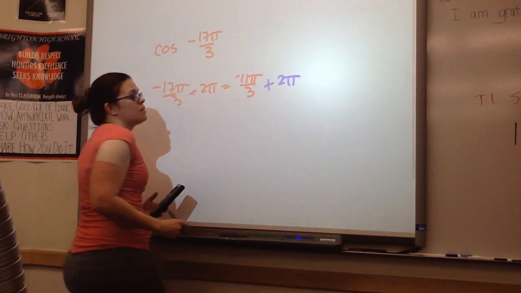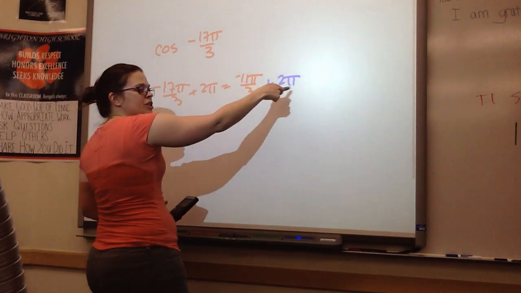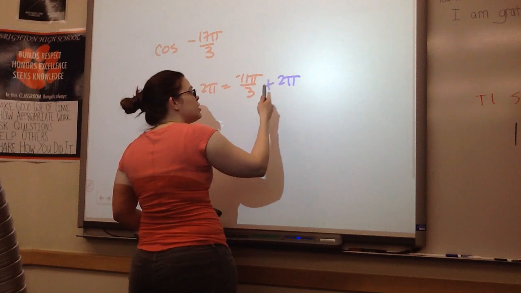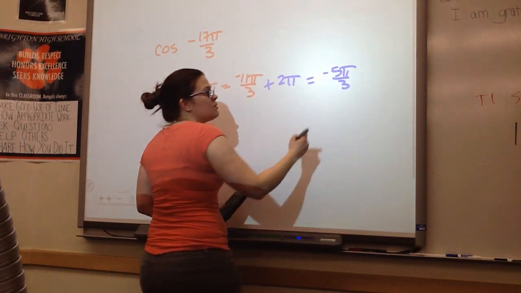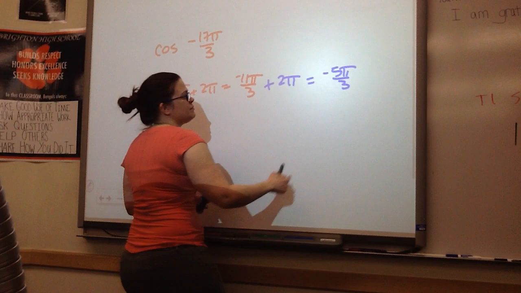So the 2 pi is just one rotation? Correct. When I add it, I want something between 0 and 2 pi, something that's positive and not past 2 pi, basically. Here, you're really adding 6 pi thirds. So negative 11 pi thirds plus 6 pi thirds is negative 5 pi thirds. But that's still negative, not in between 0 and 2 pi, so we have to add another 2 pi.